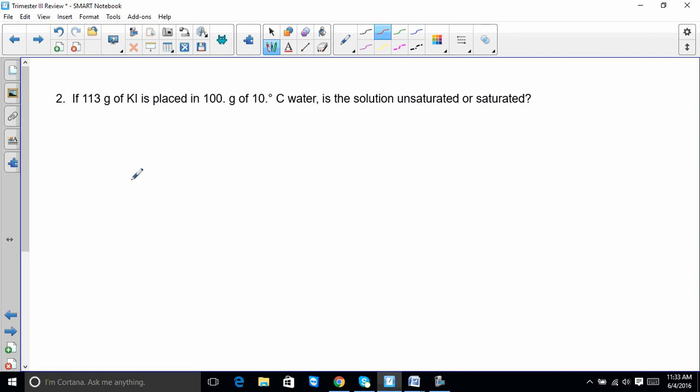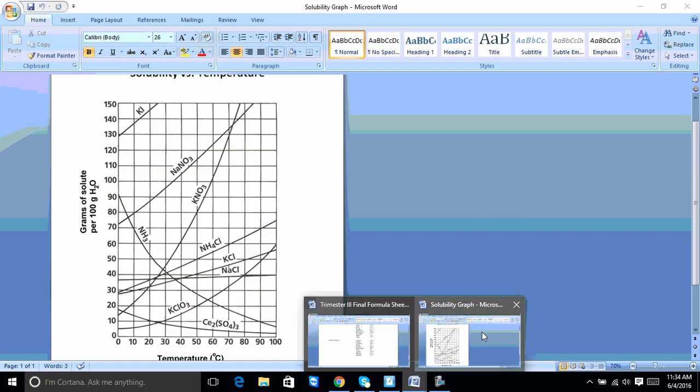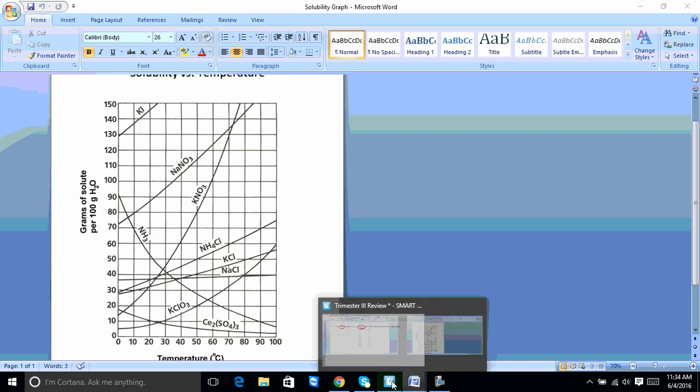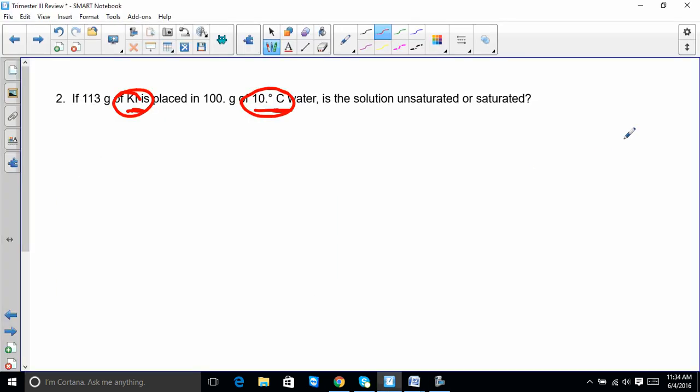Okay, question 2. First read through: substance, temperature. KI, 10. Go to the graph. KI is way up here, 10's right here. I see 137. Make sure that you see that. So 137 grams of KI will dissolve in exactly 100 grams of water.